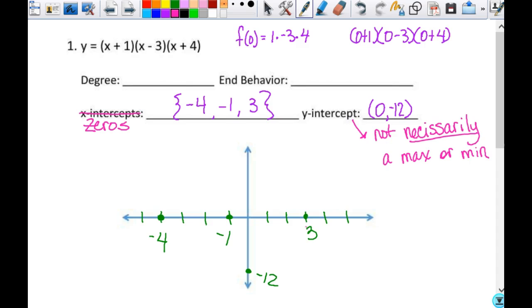All right, so the degree. What's the degree of this polynomial? 3, right? Got 3 x's. So my degree is 3. And your leading coefficient, is it positive or negative? Positive, right? This is positive out here. Well, I don't really even have a leading coefficient, so it's like a positive 1. So it's positive, and it's an odd degree.